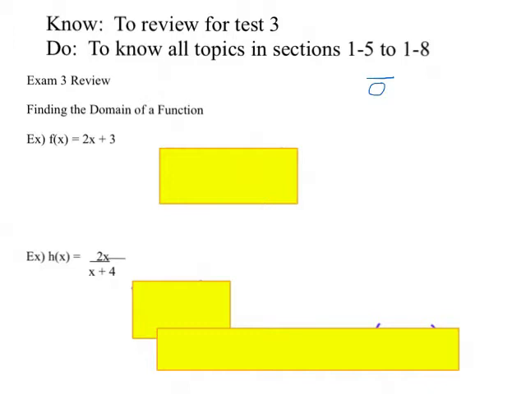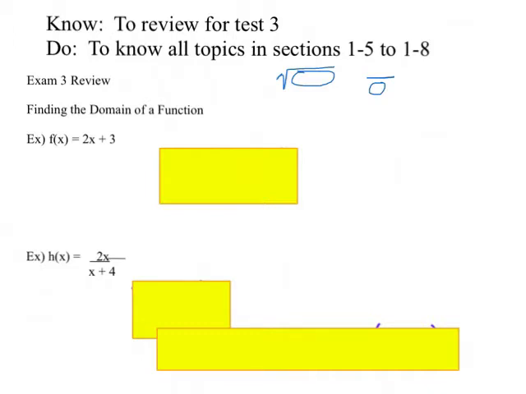The second situation is when I have an even indexed radical. An even index would be like 2, 4, 6, any of the even indexed radicals. Now in that type of situation, I need to take my radicand, set it greater than or equal to 0, and solve it. Okay, so let's go ahead and take a look at a few examples here.